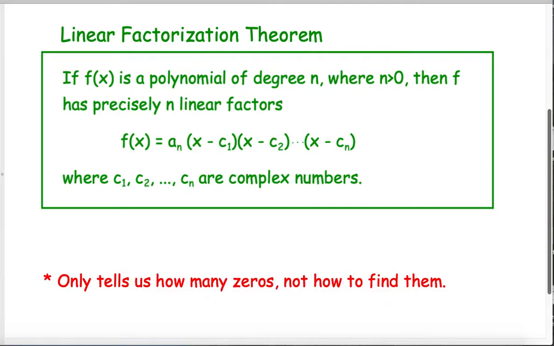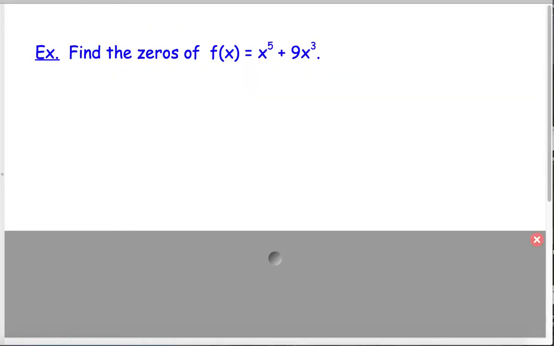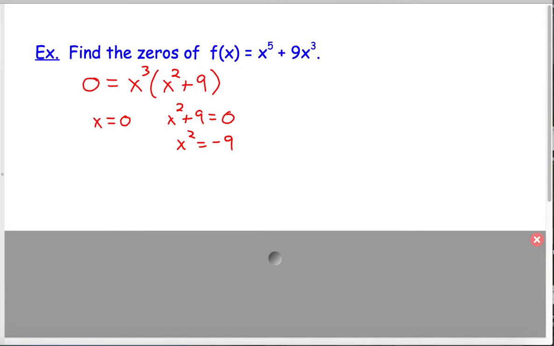All right, now unfortunately, these theorems just tell us how many zeros there are, but not how to find them. So let's look at some examples. Find the zeros of f of x equals x to the 5th plus 9x cubed. Well, the first thing we could do is set it equal to 0 and try to factor. We can factor out an x to the 3rd power, and that would leave us with x squared plus 9. So we know that x is equal to 0, or x squared plus 9 is equal to 0, which means x squared is equal to negative 9. So that's not going to be a real solution.